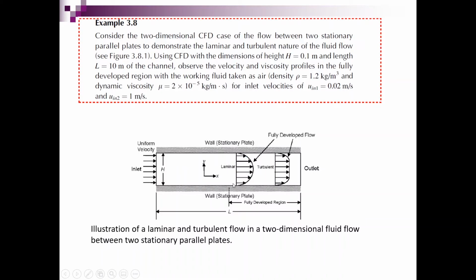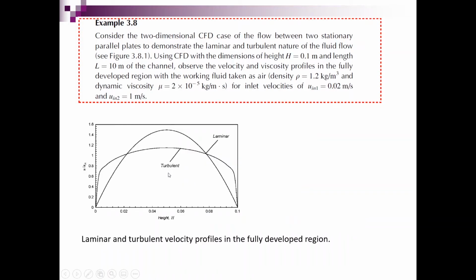This is what we can expect: the left is the laminar velocity profile, and the turbulent velocity profile will look like the one on the right. This is how the developed velocity profile looks. As you can see, the Reynolds number is equal to density times velocity times the characteristic length, which for this case is the inlet height, over the dynamic viscosity.